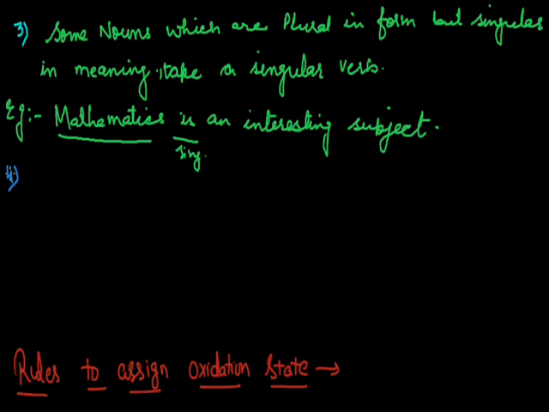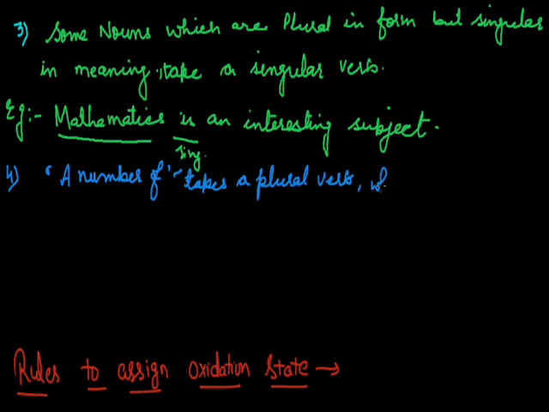The next rule is a number of takes a plural verb, while the number of takes a singular verb. See, if in any sentence a number of is used, then we'll use plural verb with it, and if we have used the number of, then we'll use a singular verb. Okay, I'll write for you. A number of takes a plural verb, while the number of singular verb.